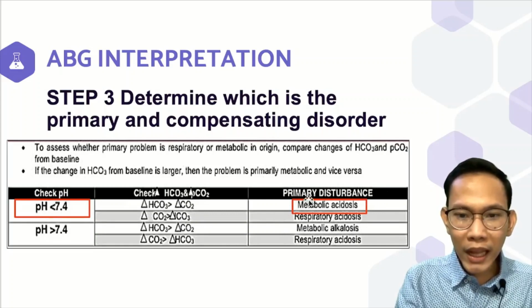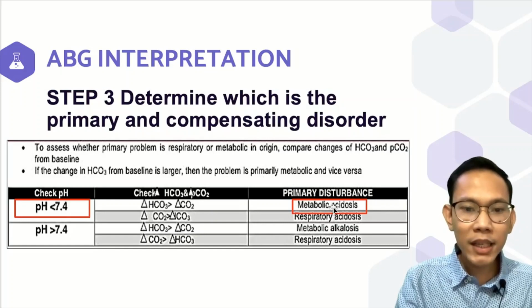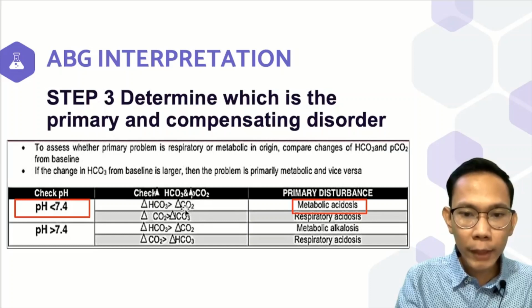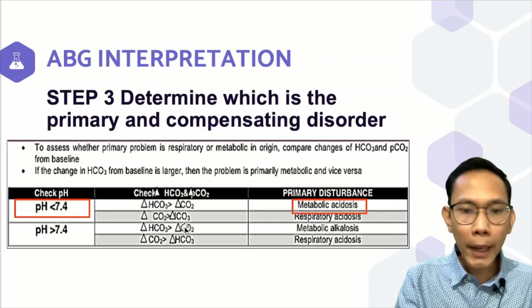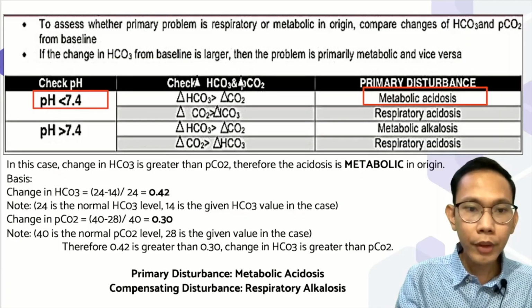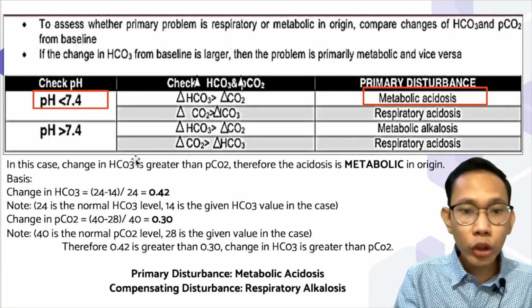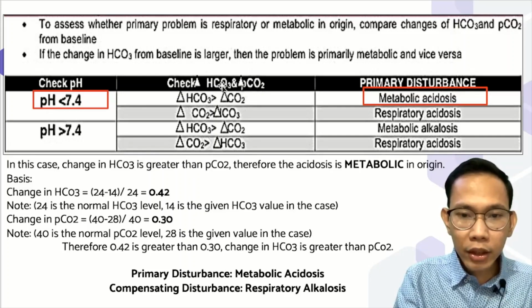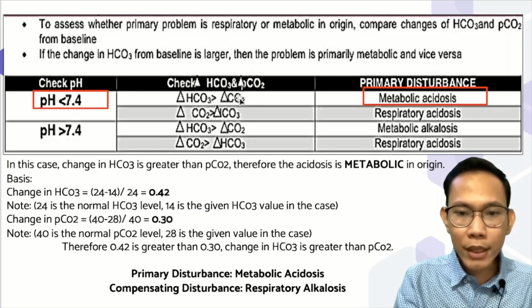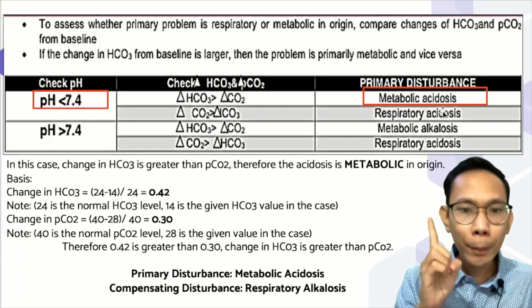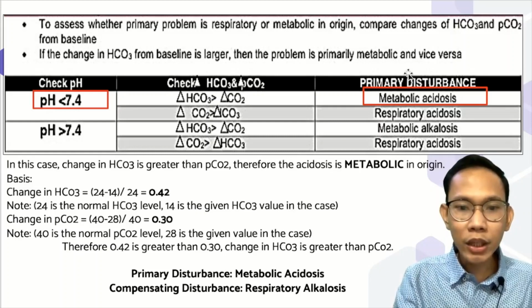So, it's either here yung ating primary disturbance. It could be a metabolic acidosis and respiratory acidosis. So, i-check natin to. A change in your bicarbonate is greater than a change in your carbon dioxide, or whether there is a change in your carbon dioxide is greater than a change in your bicarbonate. So, how do we check this? Simple lang. In this case, the change in your bicarbonate is greater than the PCO2. Change in your bicarbonate is greater than your carbon dioxide or your PCO2. Therefore, the acidosis is metabolic in origin. So, therefore, the primary problem is metabolic acidosis.